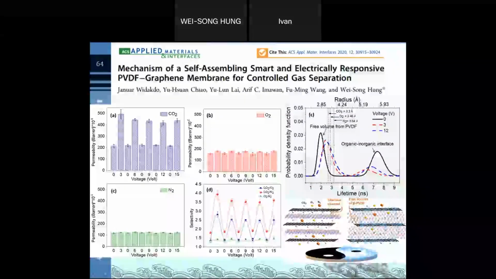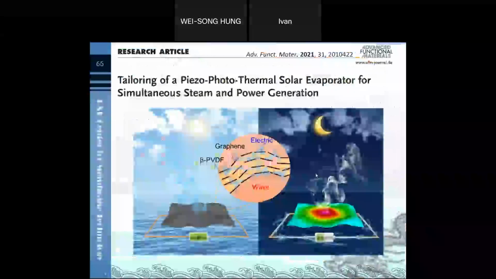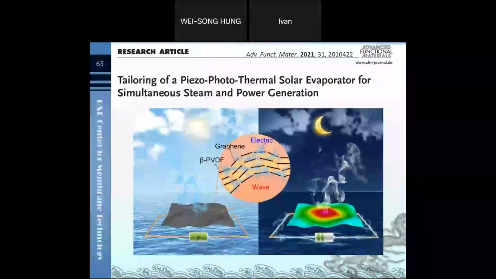And here, based on the same idea, we also consider the membrane for gas separation. By controlling the different charge, tuning the gas separation performance is good for carbon dioxide and nitrogen, carbon dioxide and oxygen, and oxygen and nitrogen separation. In the first two slides, we provide the charge to control the membrane performance.